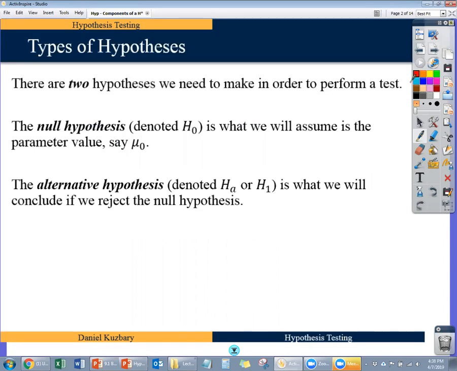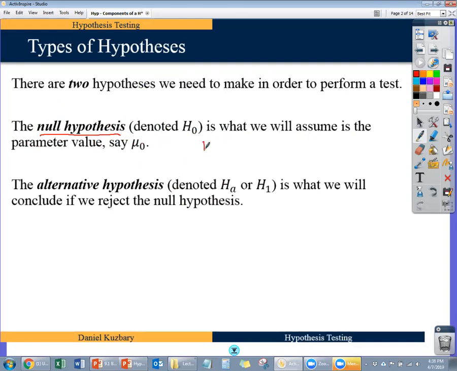So let's start with the two definitions. When you do a hypothesis test, you're always going to state two hypotheses. The first hypothesis is called the null hypothesis, and this is the one we're going to assume is true for the whole test. So we're going to pick a null hypothesis, which is going to say something about a parameter, and we're going to assume that it's true the entire time.